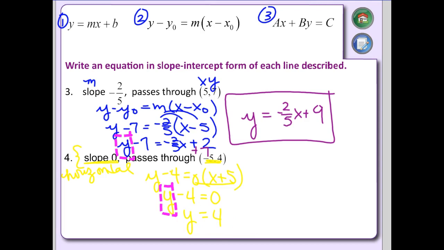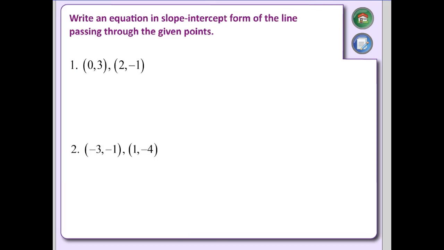All right, let's try a few more, okay? Let's look at my next slide. We're going to write an equation in slope-intercept form. Do you remember what that is? Yeah, slope-intercept form, y equals mx plus b, of the line passing through the given points. Now, if you look here, they only gave us 2 points. Well, what's the one thing we know to do with 2 points? Yeah, the first thing that we need to do is we need to find the slope.